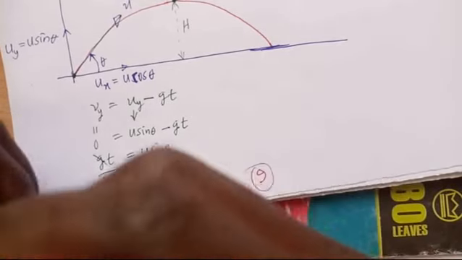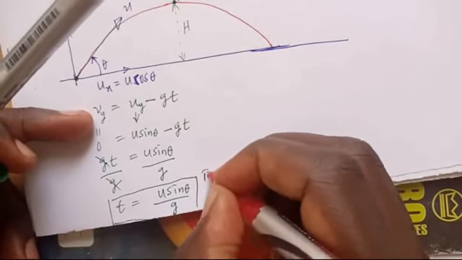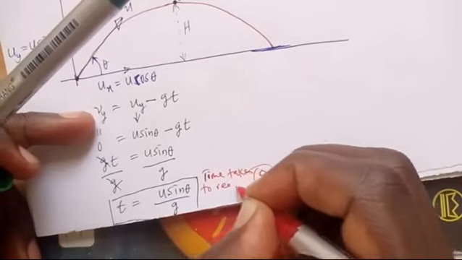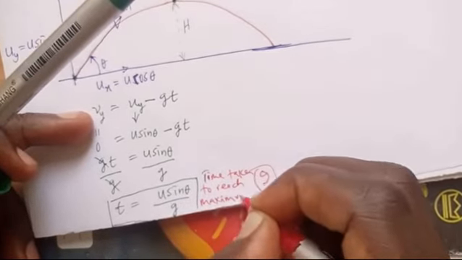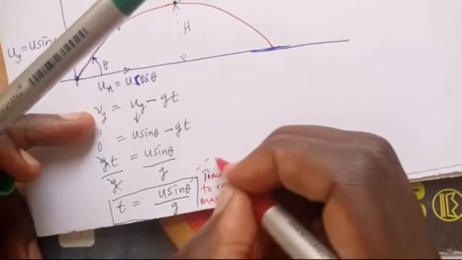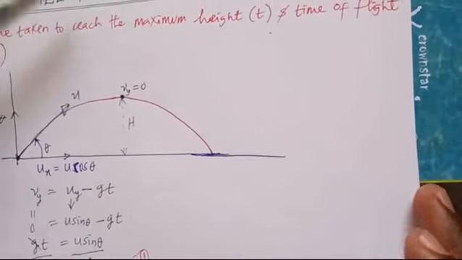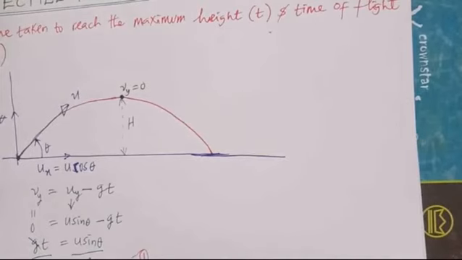This is the time taken to reach maximum height. Okay, so I'm going to call this equation 1. This is our first equation. What if I want to get the time for the whole journey?